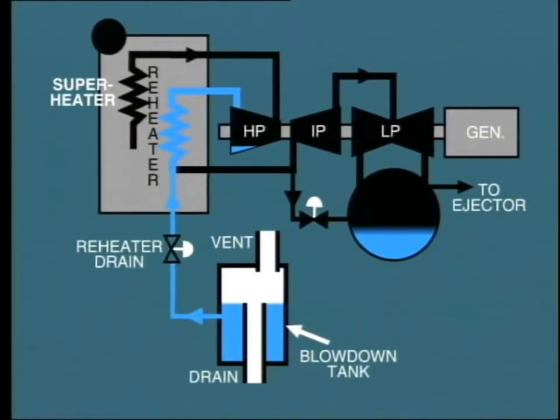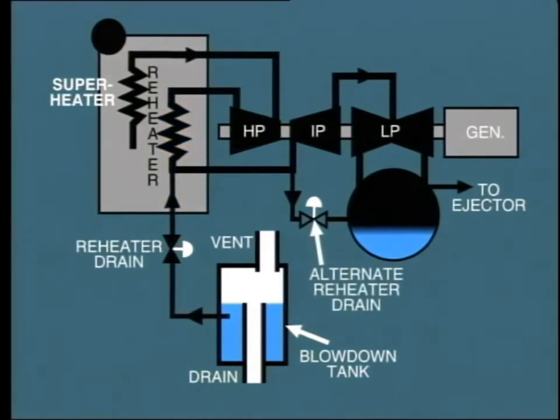To avoid this, the reheater drains would normally be connected to the condenser during the startup period. The connection to the blowdown tank would only be used to drain the horizontal reheater before lighting the boiler.